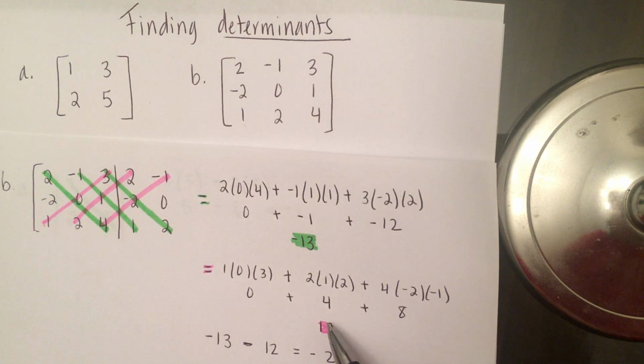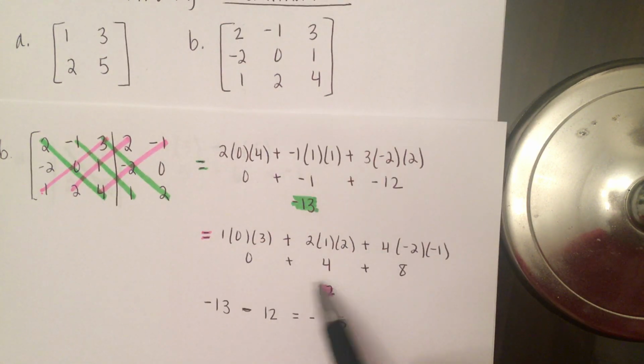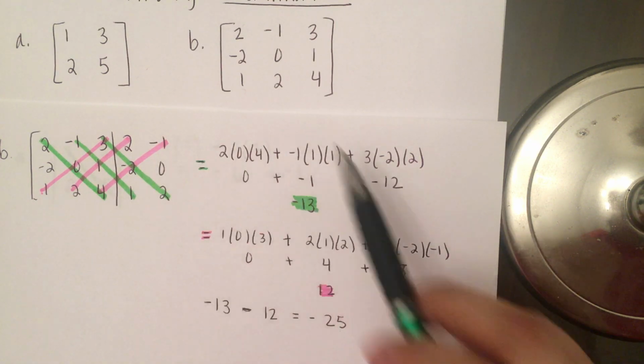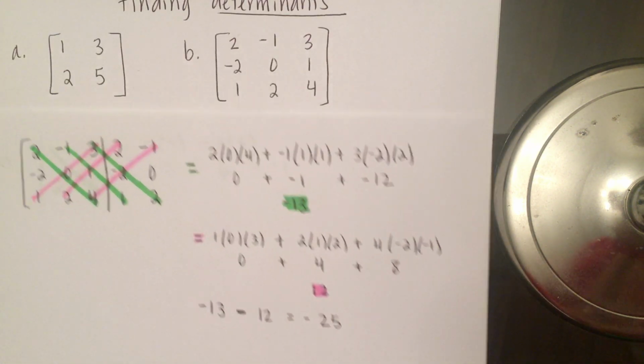And then just like on the first example, those 2 numbers get subtracted. So here's the negative 13 minus 12, which is negative 25. I wanted to walk you through that and see how that works. So I'm actually going to use the calculator.